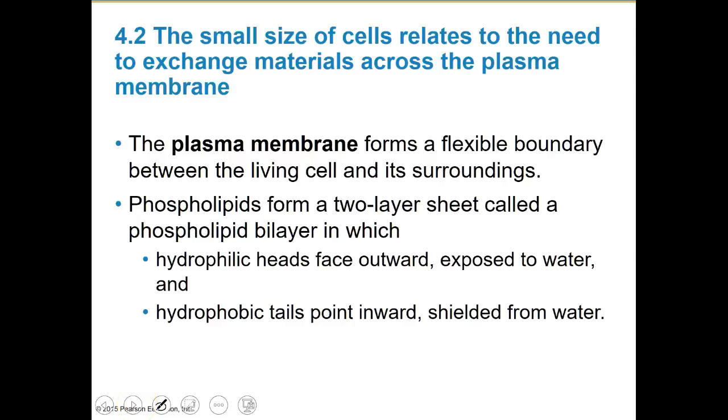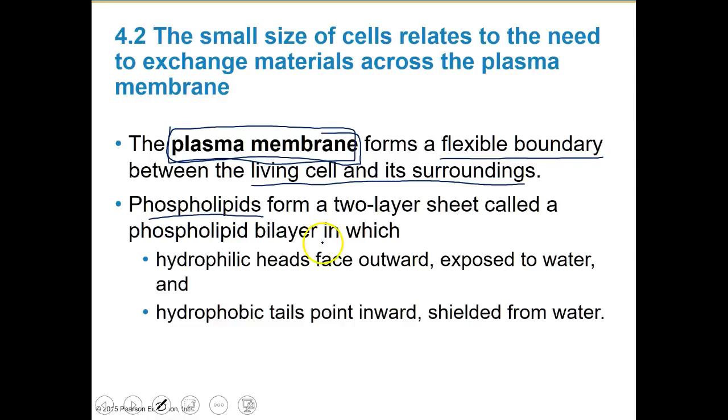Okay. As we go along, there are some structures that we've got to make sure that we know, and this is going to be one of the first ones. So the plasma membrane, or you'll also hear it called the cell membrane or cellular membrane, forms a flexible boundary between the living cell and its surrounding. It's going to contain phospholipids, those things that we talked about in Chapter 3, and they form a 2-layer sheet called the phospholipid bilayer. So there are hydrophilic heads, which face outward, exposed to water, and hydrophobic tails.